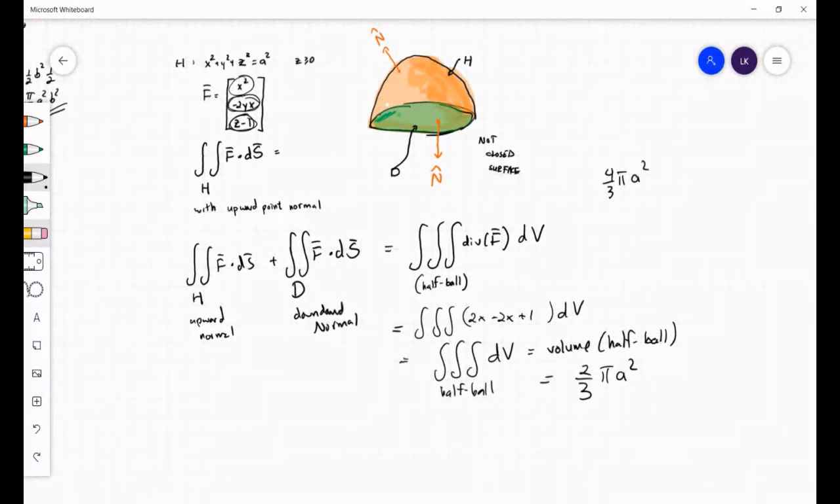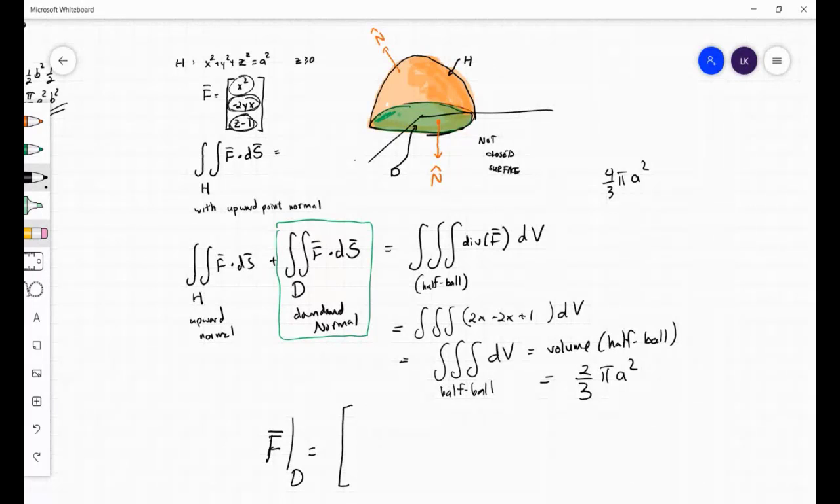Okay. So next, let's do this integral here over the disk. To do that integral, we don't need to parameterize, do we? The vector field F restricted to the disk, how can we simplify it? Remember, this disk is in the xy plane.